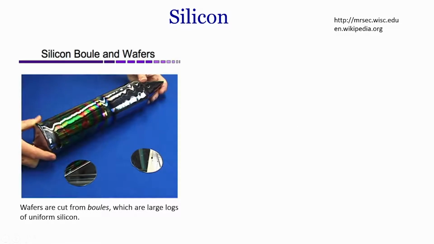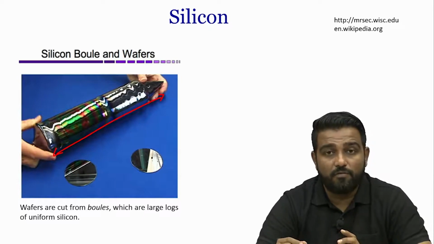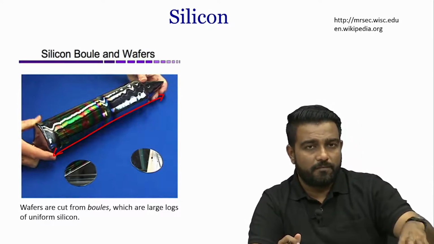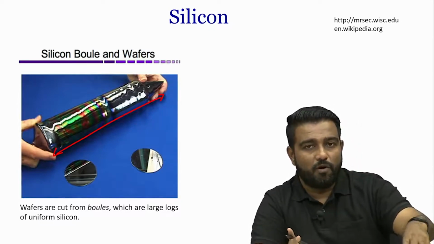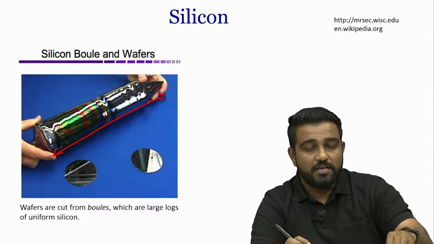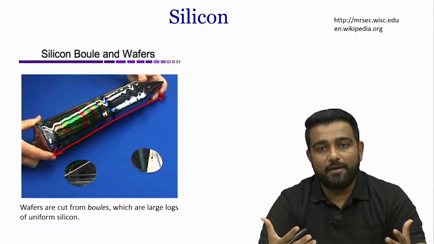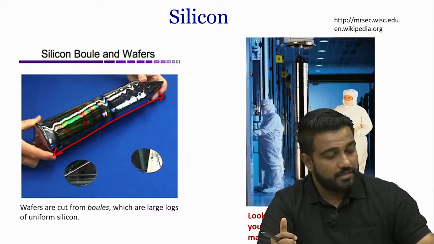So, when we talk about silicon, you will see that there is a silicon boule from which the wafers are sliced. The boules are nothing but large logs of silicon, and these logs are sliced to form uniform silicon wafers. So, how and where would these silicon boules be fabricated, or where would the silicon wafers be sliced and fabricated, and in what kind of environment? That is our second part.